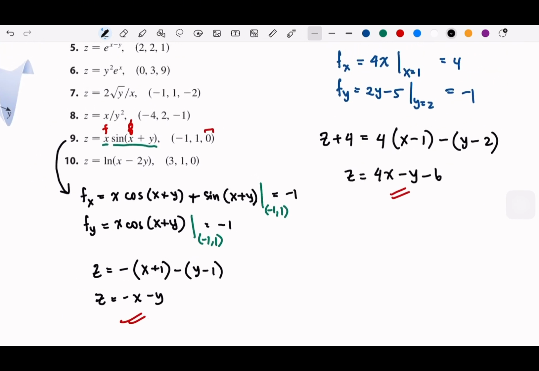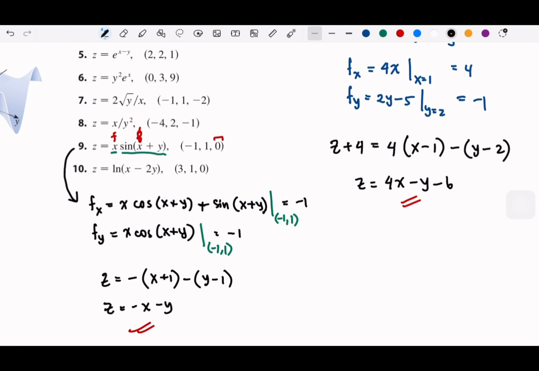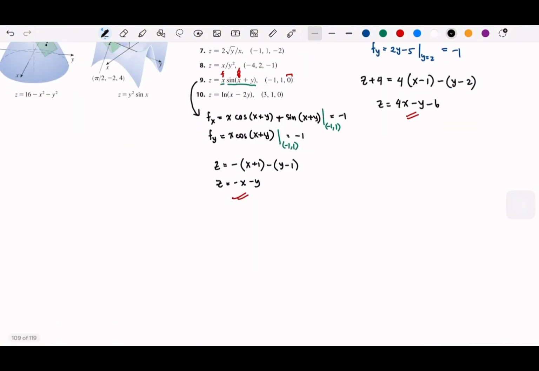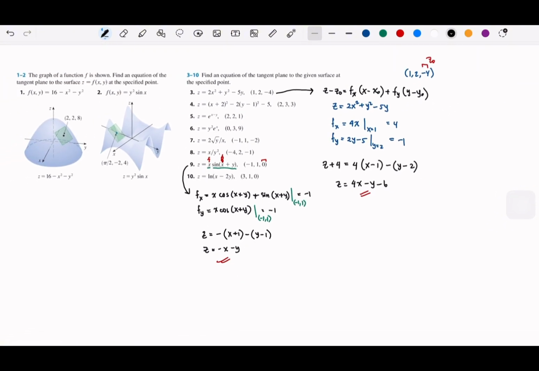I think if you want, you can try the other function as well. Try to find the tangent plane. Okay. I think if I have more questions about tangent plane, I will put them below, but maybe later.